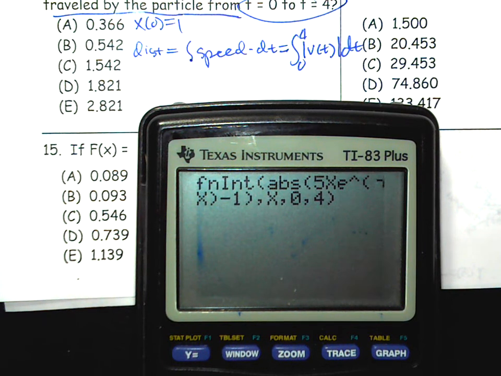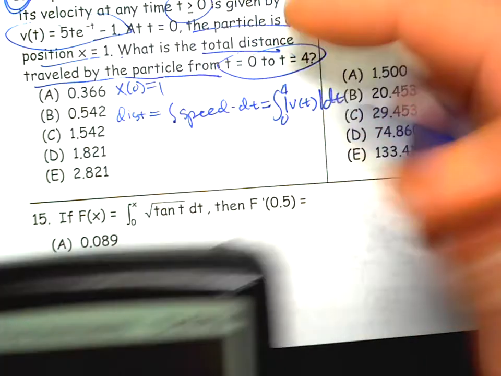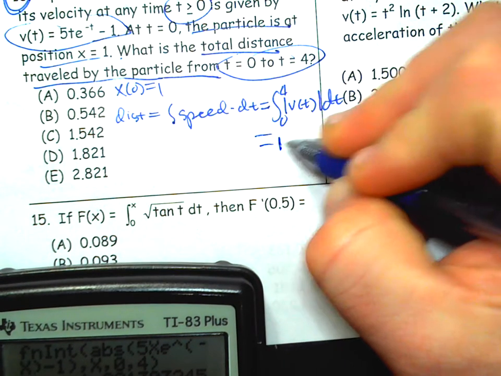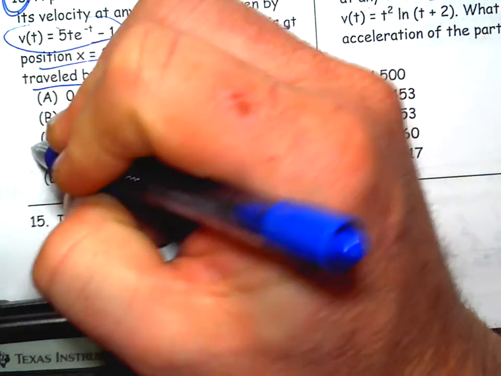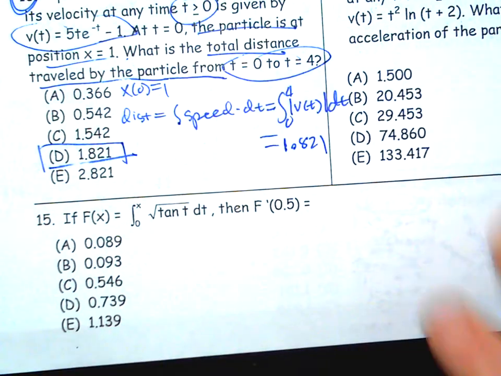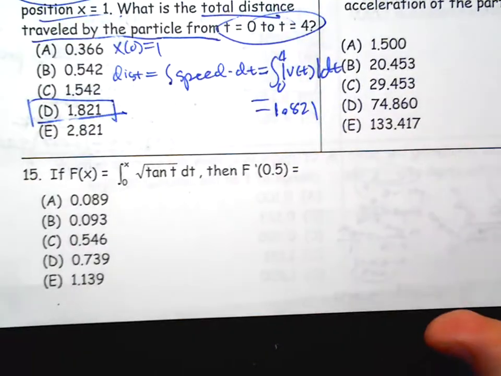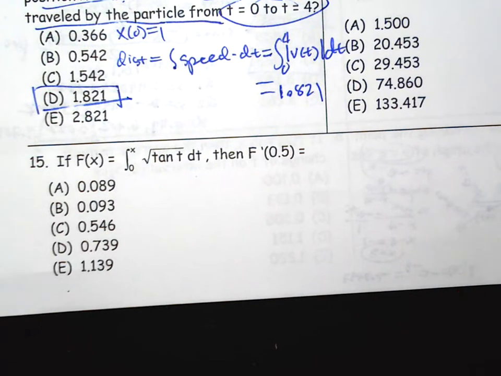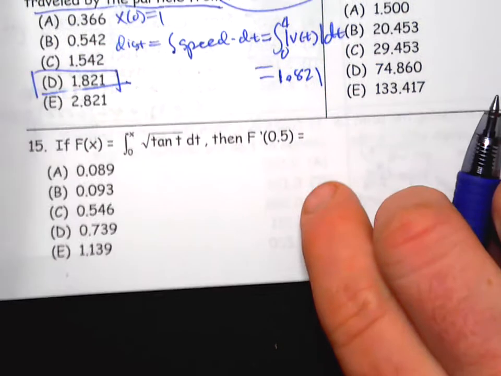So by hand, this would be a lot of work, but with a calculator, it can integrate absolute values very nicely for you. So I just got to patiently wait, take a deep breath while I enjoy my time off. 1.821. Way easier than doing it by hand, for sure. Why don't we try 15?